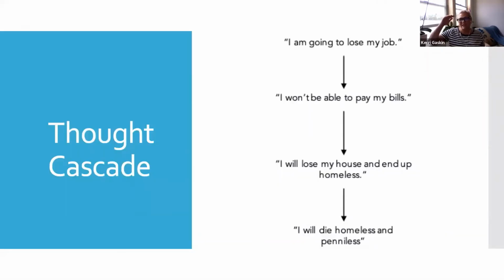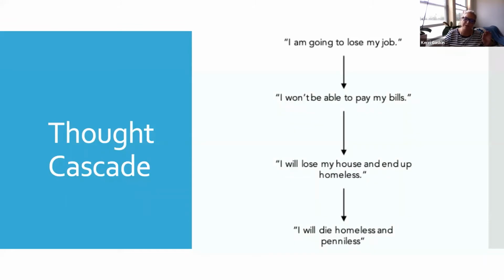So this is basically like one thought or one thing leads to another. When we're feeling anxious, it's common to have a thought that leads to a more disturbing thought, which leads to an even more disturbing thought, and so on and so on. So you might start with, I'm going to lose my job. Then it goes to, I won't be able to pay my bills. I will lose my house and end up homeless. I will die homeless and penniless. And it goes on, right?